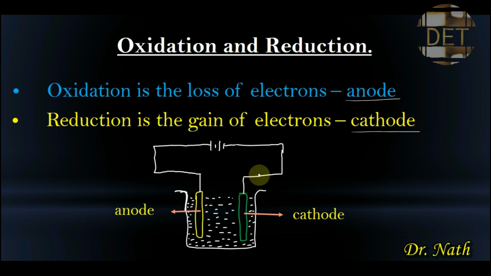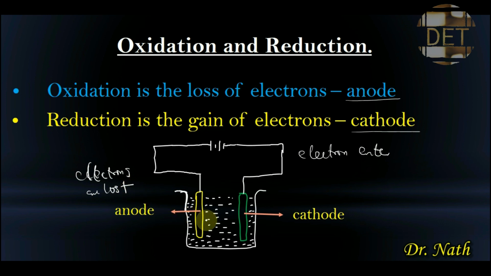So just as we've described before, electrons will enter into the electrolyte through the cathode. They enter into the electrolyte through this cathode. So the cathode is going to gain electrons, while the electrons that have been conducted into the electrolyte will leave the electrolyte through the anode. So it is through the anode that electrons are lost from the electrolyte.